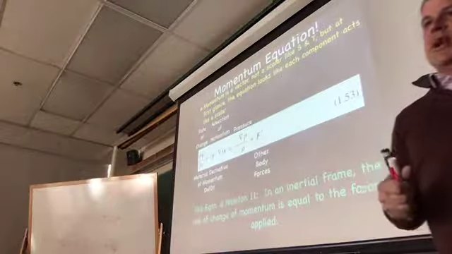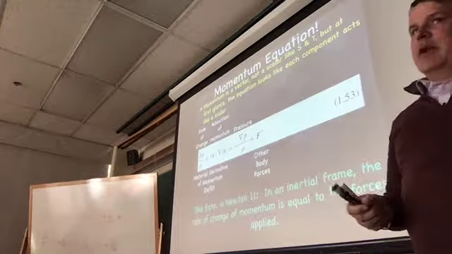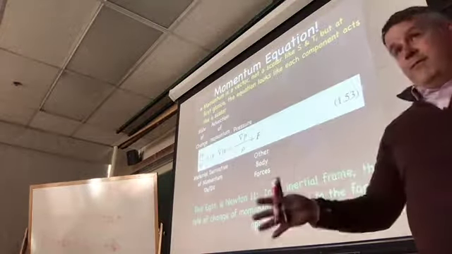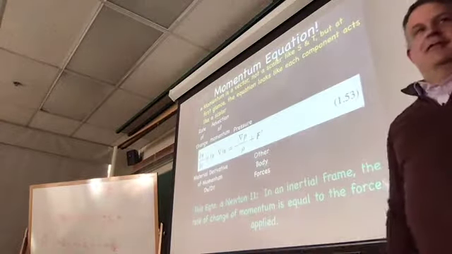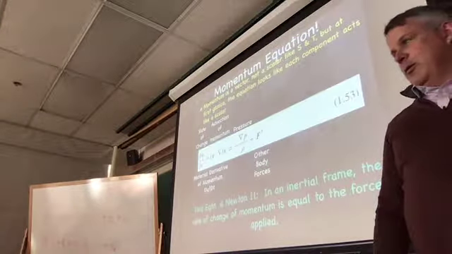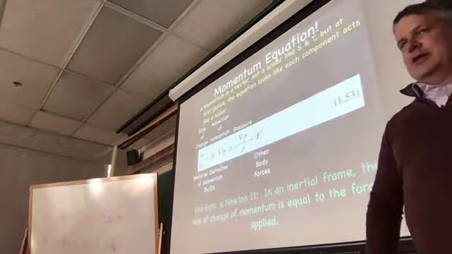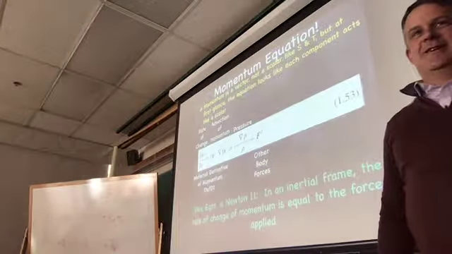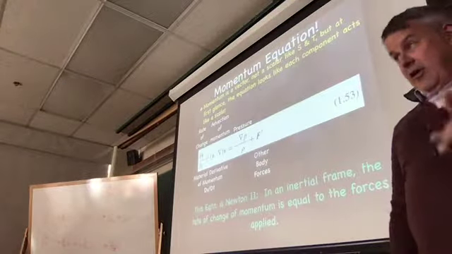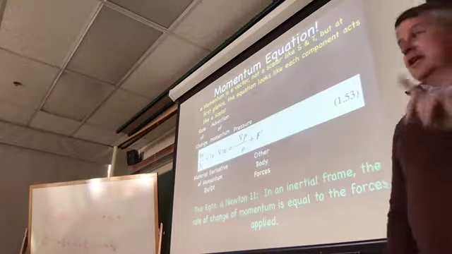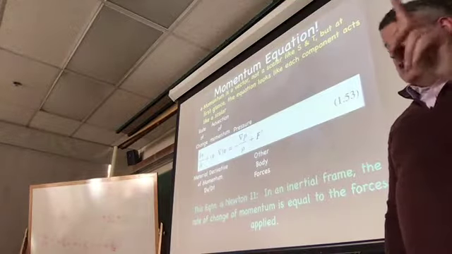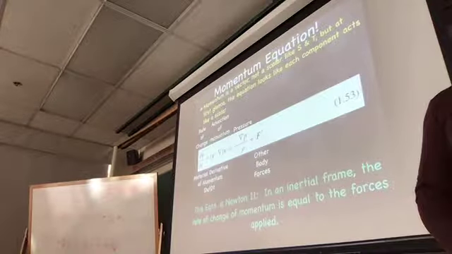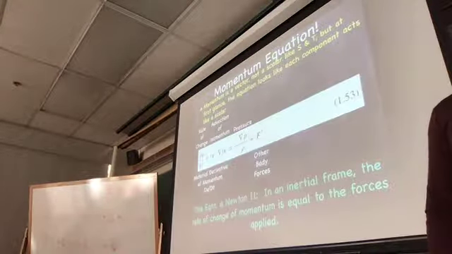What kind of reference frames do we have to worry about? If the reference frame is at rest, do we have to worry about these problems? No. If the reference frame, this is the tricky one, is traveling at a constant rate of speed, do we have to worry about this? No, that's special relativity, right? Yep. It doesn't matter what speed you're traveling as long as you're traveling at a constant speed. So when do we have to worry about the reference frame? When the reference frame is accelerating.